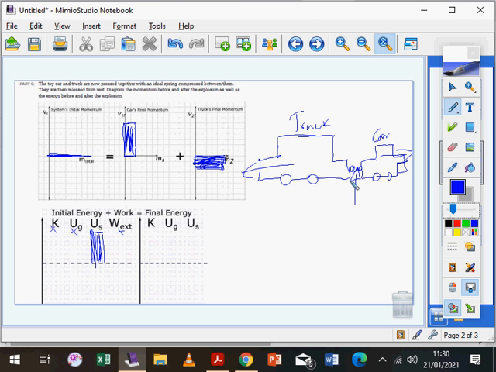So in the final state, what do we have? Yes, we have kinetic, right? But what kind of kinetic? Because we have kinetic energy of this truck and we have kinetic energy of that car. How are we going to represent those two? Are we just going to draw one kinetic energy bar chart?